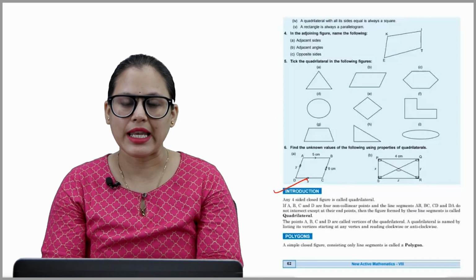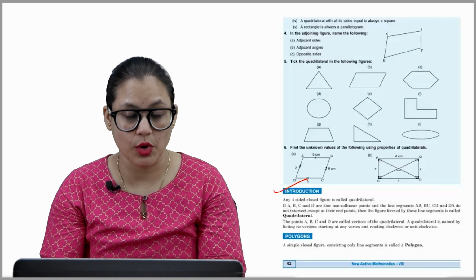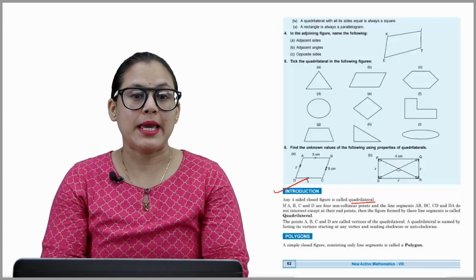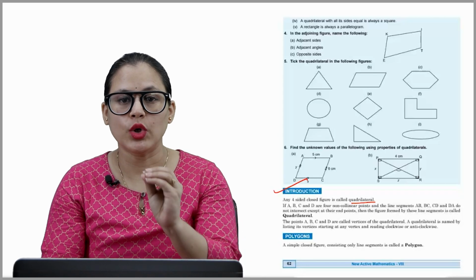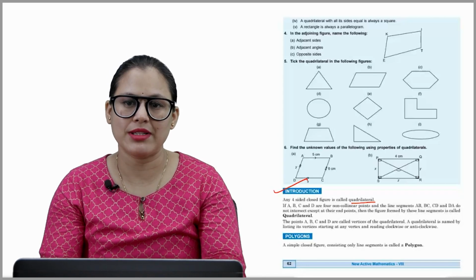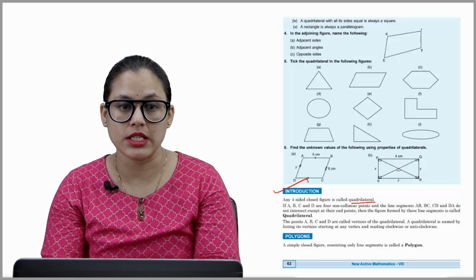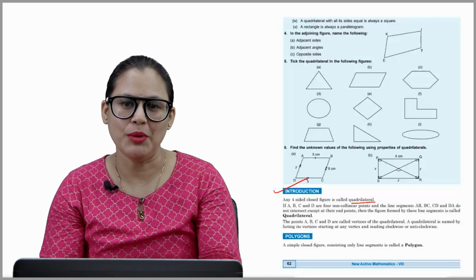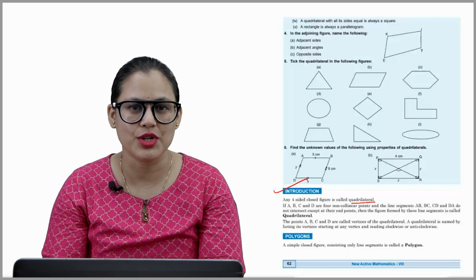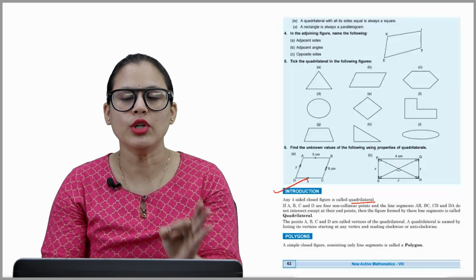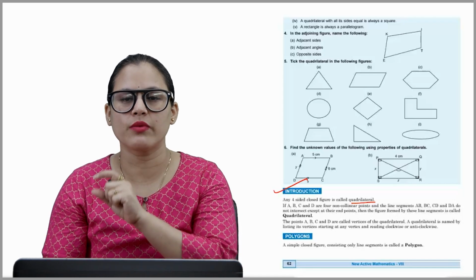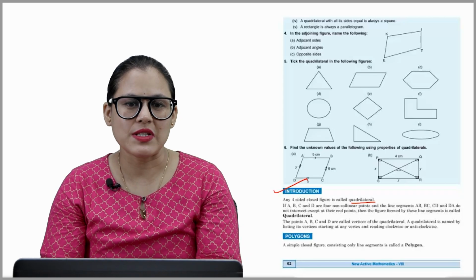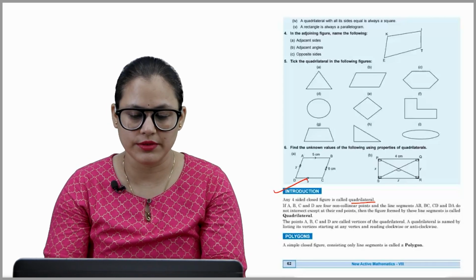Introduction. Any four-sided closed figure is called a quadrilateral. We all know that. If A, B, C and D are four non-collinear points and the line segments AB, BC, CD and DA do not intersect except at their endpoints, then the figure formed by these line segments is called a quadrilateral. Non-collinear points means points which are not in the same line. The points A, B, C and D are called vertices of the quadrilateral.